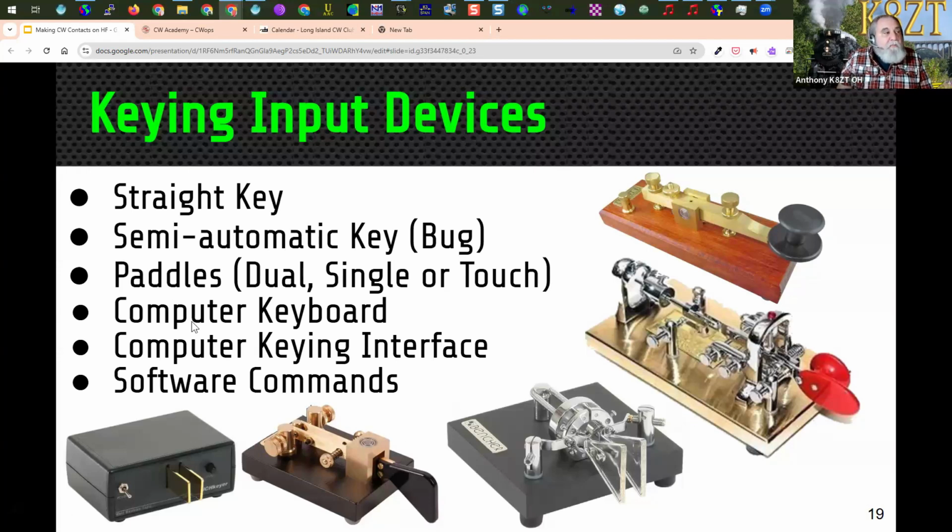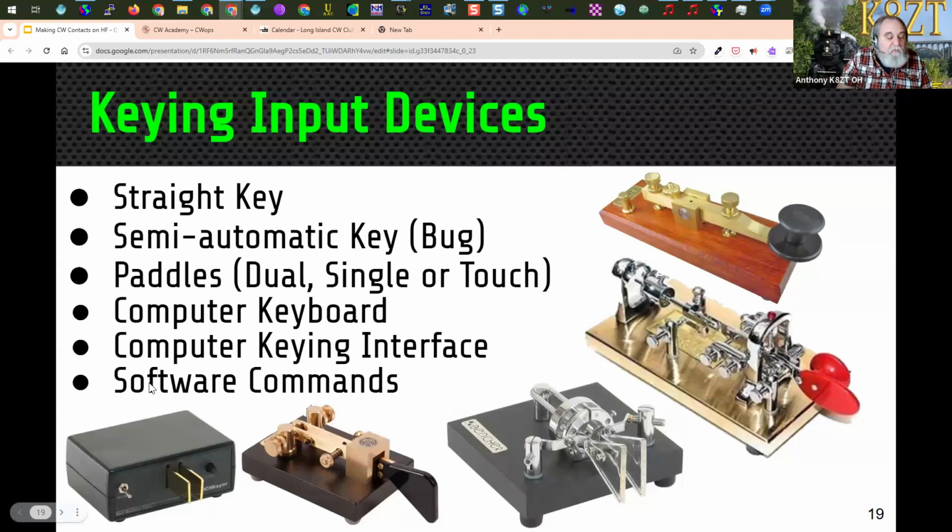You can also use a computer keyboard, and I'll talk about how you can use that. And you could actually go and use your computer to do all the keying, and this would be from a program such as a logging program or a contesting program, and you need to use a keying interface, and we'll talk about that.